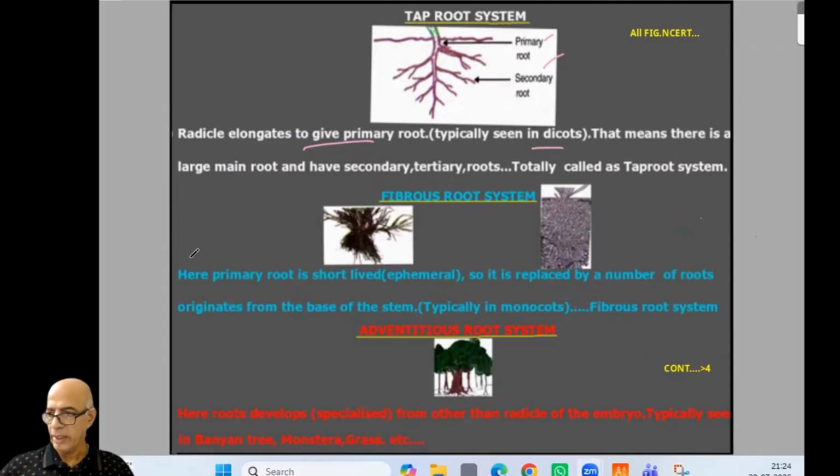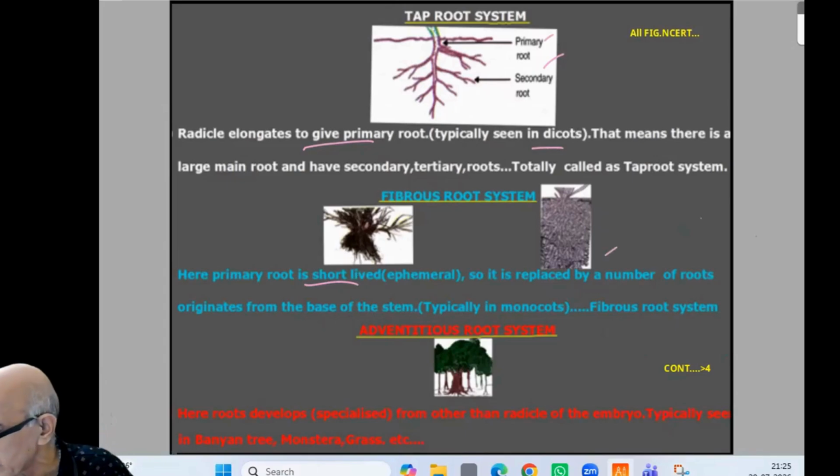Second type is the fibrous root system. Here, the primary root is short-lived, otherwise called ephemeral. It is replaced by a number of roots originating from the base of the stem, typically in monocots. The fibrous root system diagram is here.